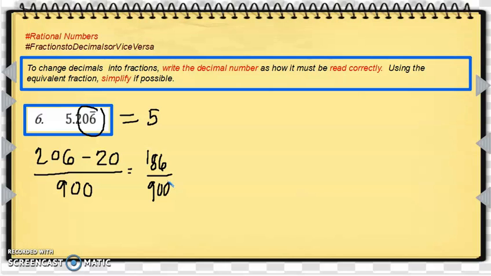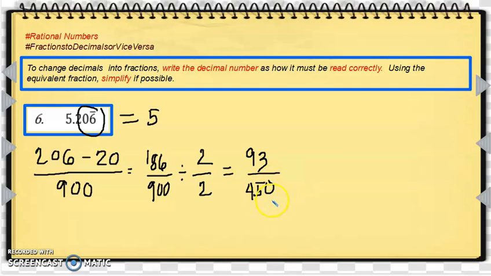Now, we have to think of the GCF of 186 and 900. If you can't think of the GCF yet, you may think of a number that you can use to divide these. As you can see, both are ending at 6 and 0, so you'll be thinking of dividing by 2. So 186 divided by 2 is 93, all over 900 divided by 2, which is 450.